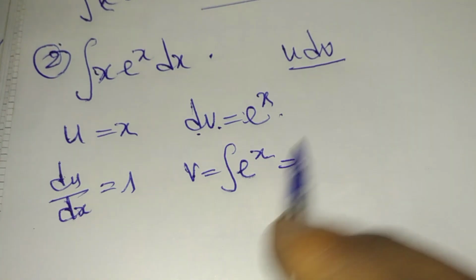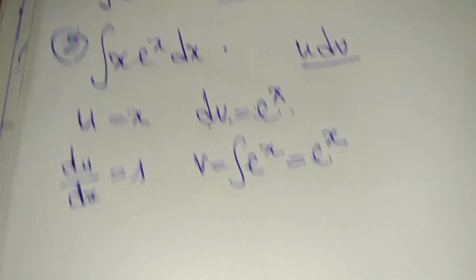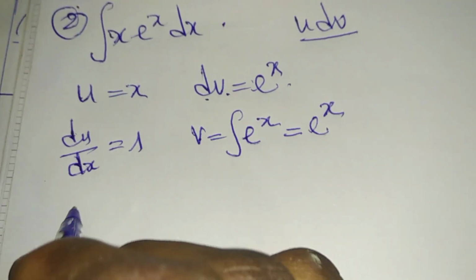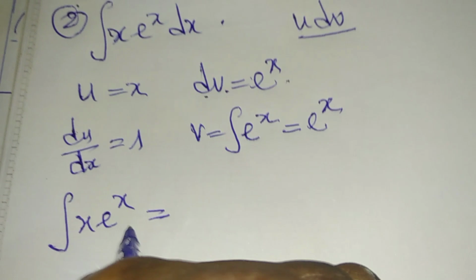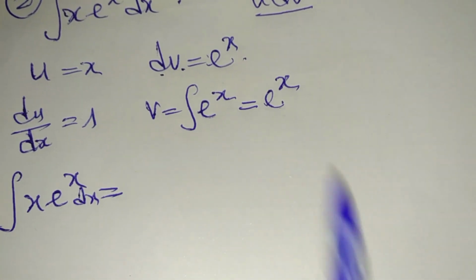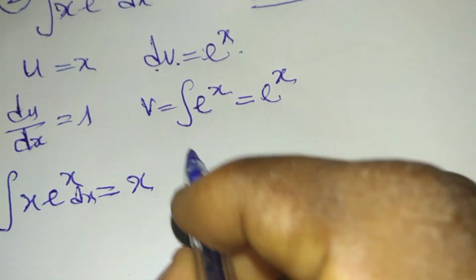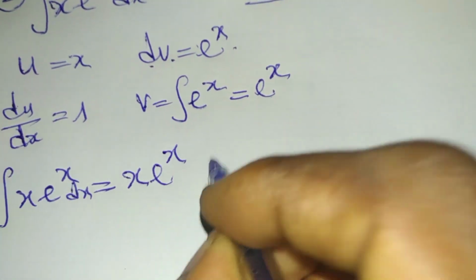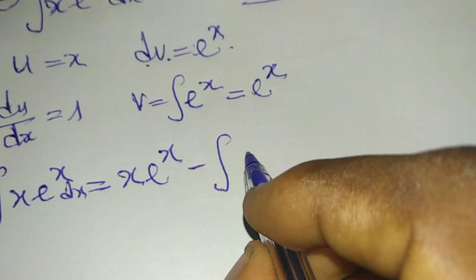And when you integrate e to the x, you equally have e to the x, then plus the constant of integration. So now if it's in that formula I gave you, it means the integral of x e to the x dx will be equal to uv. U is x and v is e to the x minus the integral of v du.